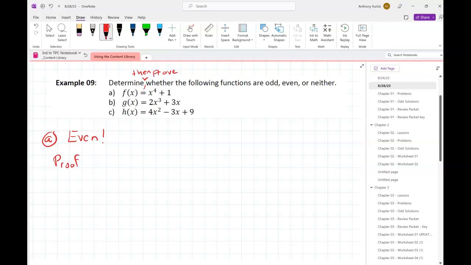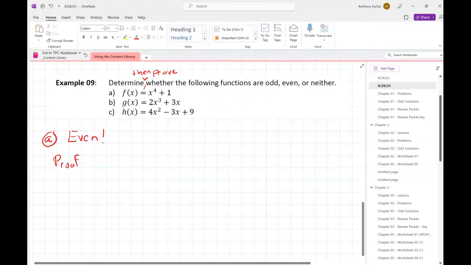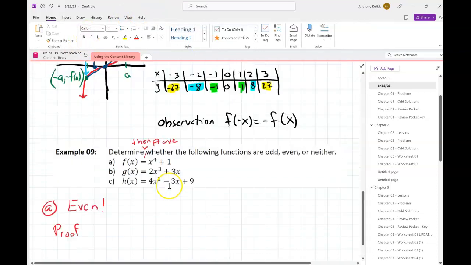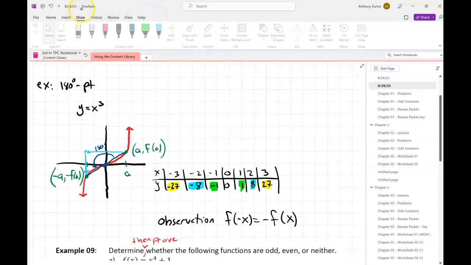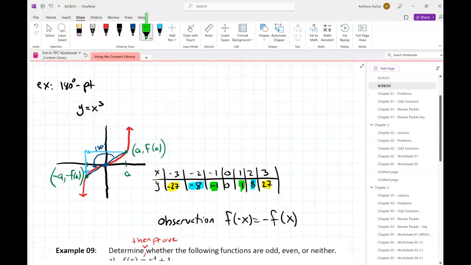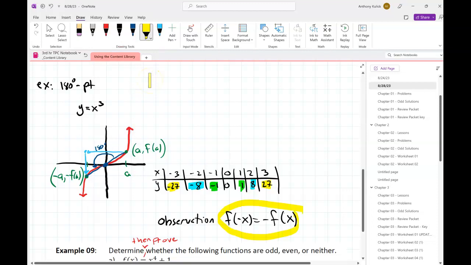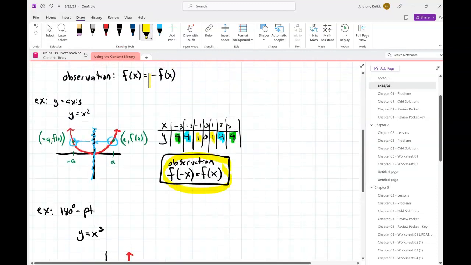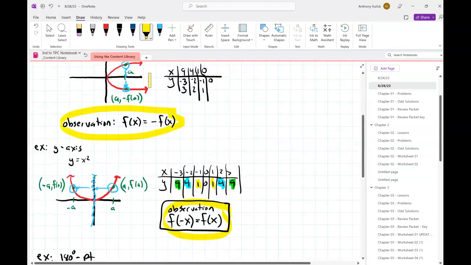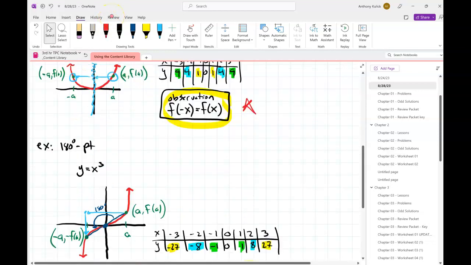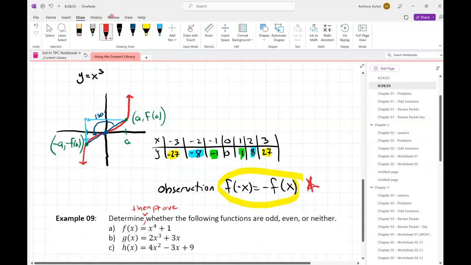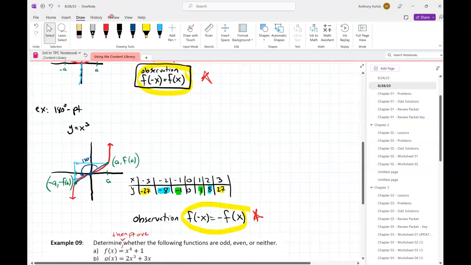Okay, so now we're going to do the proof. Here's the cool part about the proof. It's really prescriptive. So the things that we're going to need to do our proof are going to be these observations. Okay? Specifically, since we're asking about odd or even, really just these two observations.